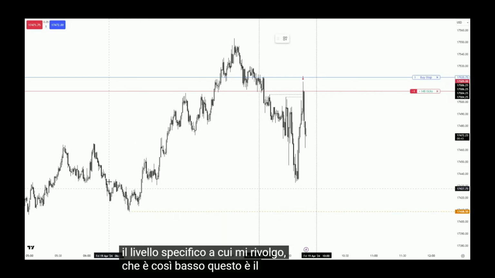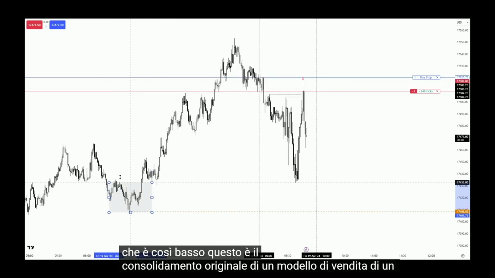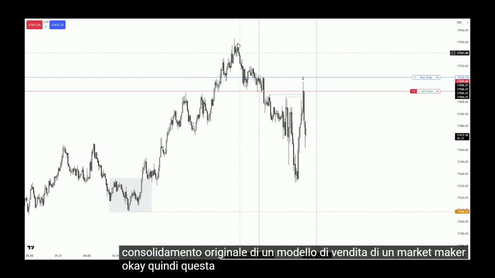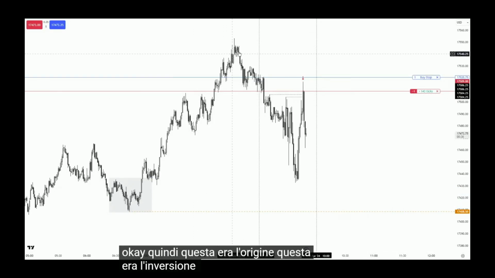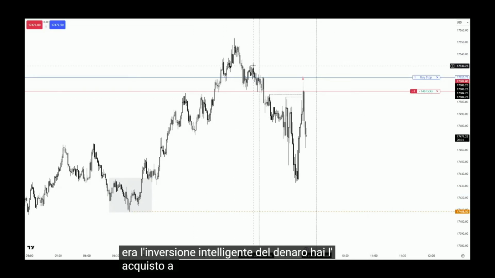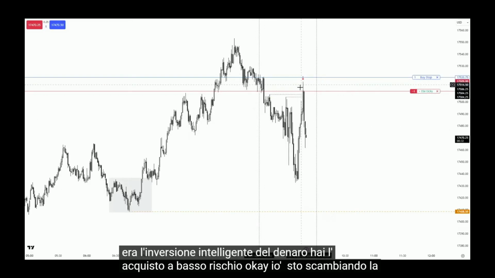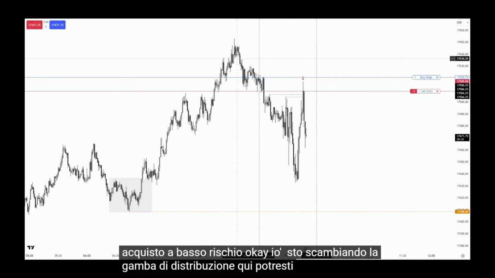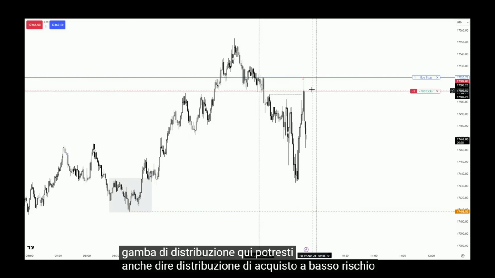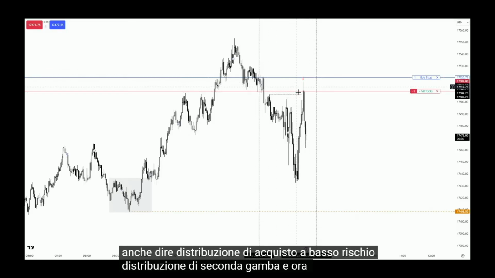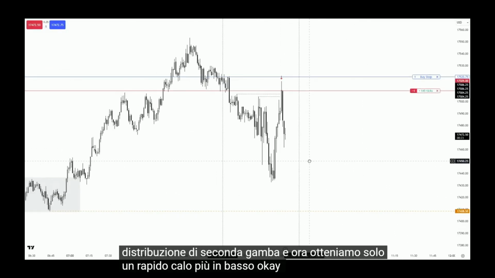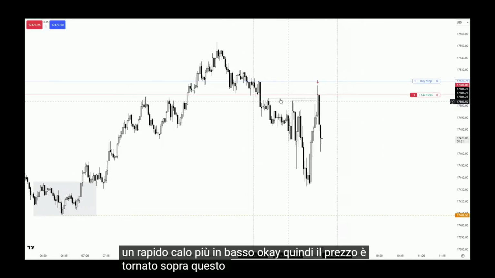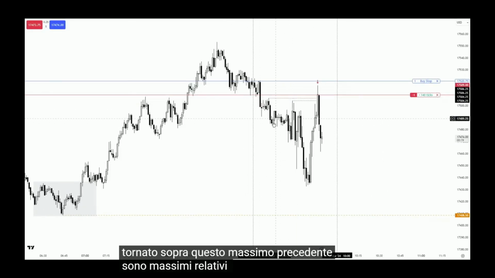This is the original consolidation of a market maker sell model. Okay, so this was the origin. This was the smart money reversal. You have the low risk buy. Okay, I'm trading the distribution leg over here. You could also say low risk buy, distribution, second leg distribution, and now we just get a fast drop lower. Okay, so price returned above this previous high. There are relative equal highs in here.